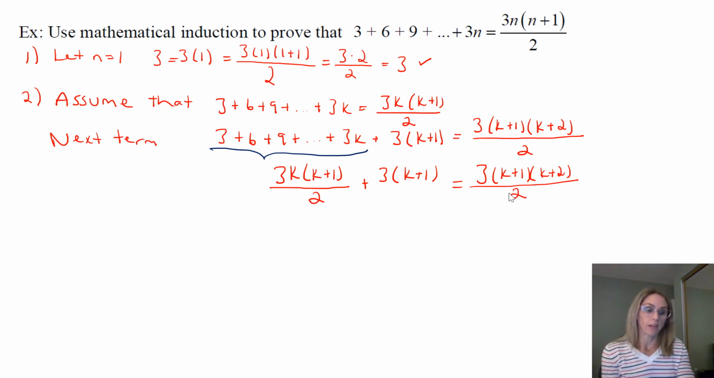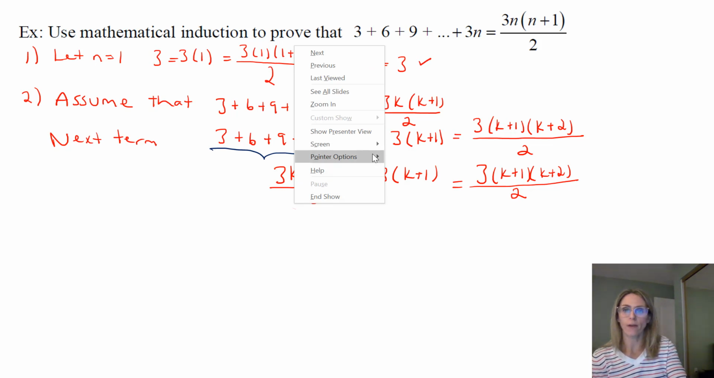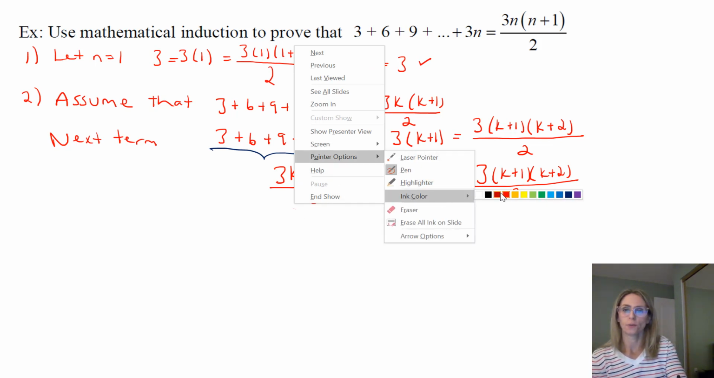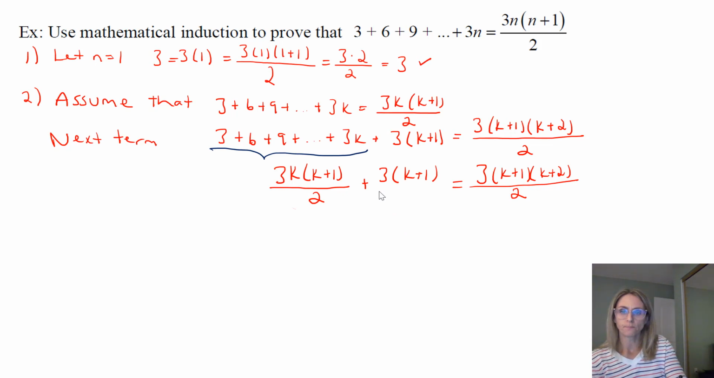So we just manipulate the left-hand side. We have another fraction, so we want to use that fact to help us. We need that denominator of 2 so that we can combine our numerators. So I'm going to multiply top and bottom by 2. That will give us 3k times k plus 1, plus 6 times k plus 1 over 2.